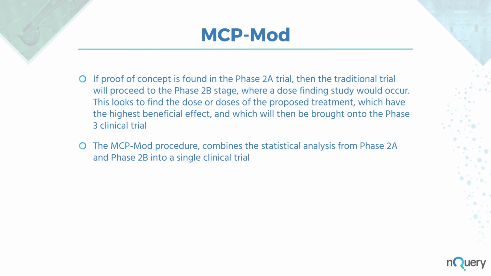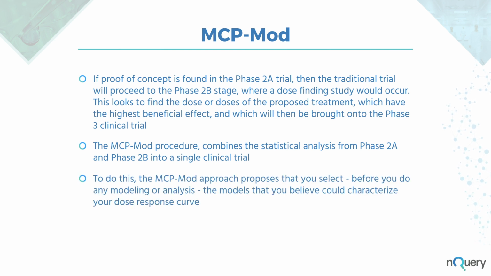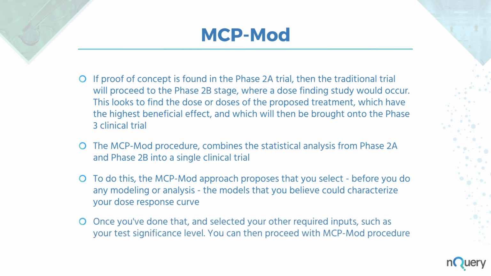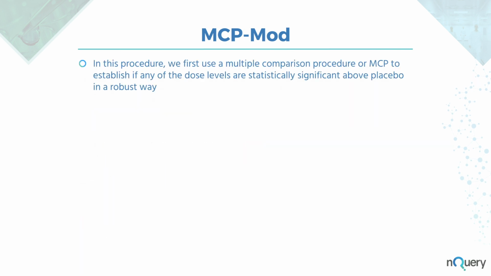The MCP Mod procedure combines the statistical analysis from Phase 2A and Phase 2B into a single clinical trial. To do this, the MCP Mod approach proposes that you select, before you do any modelling or analysis, the proposed models that you believe could characterise your dose-response curve. Once you've done that and selected your other required inputs, such as your test significance level, you can proceed into the MCP Mod procedure.